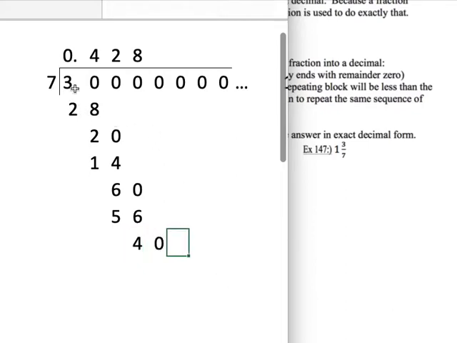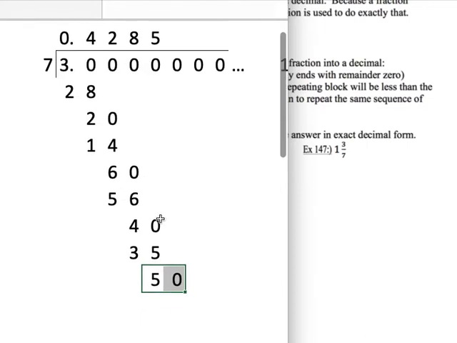We bring down a 0. See, we've done 30, we've done 20, we've done 60, we've done 40. Nothing's repeated yet. 7 goes into 45 times. And 5 times 7 would be 35. And when we subtract there, we get 5. Bring down a 0. Have we done 5 before? Well, 50, 40, 60, 20, 30. No, we have not.